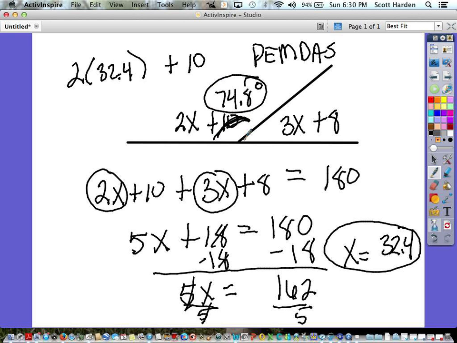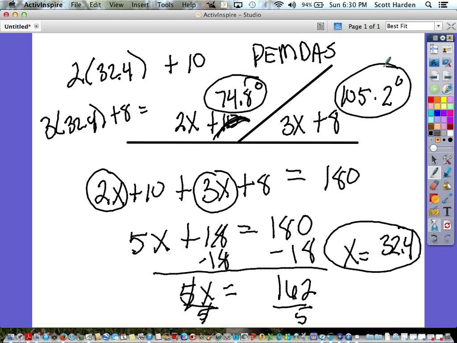If we wanted to, instead of putting it back in for the x here, we could subtract this value from 180 and find the value of this angle. Or if we want to go ahead and put it back in, we can do that as well. So let's put it back in for that. 3 times 32.4 plus 8 is equal to, so do your multiplication first. Once you multiply, and then you add your 8, you should get 105.2.